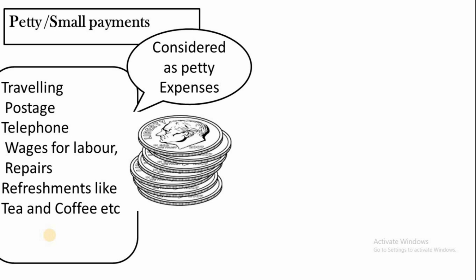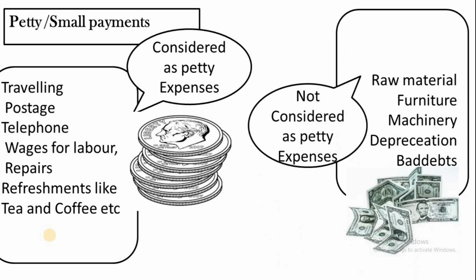Now, we will understand what kind of expenses we should not consider as petty expenses, so that we will get to know which need to be recorded in petty cash book and which should not be recorded in petty cash book. Other expenses like purchasing raw material, purchasing furniture and machinery, charging depreciation on fixed assets, creating a provision for bad debts, these are not considered as petty expenses. These types of expenses should not be entered in petty cash book.